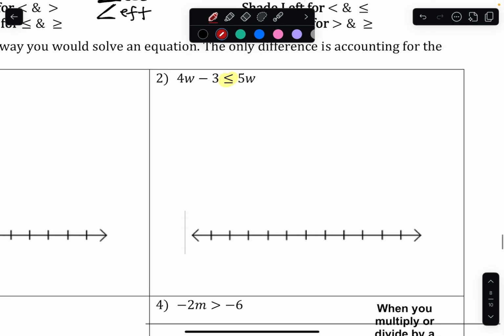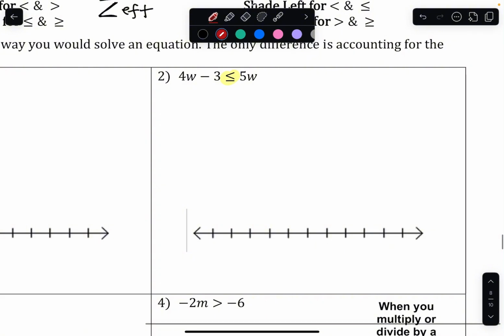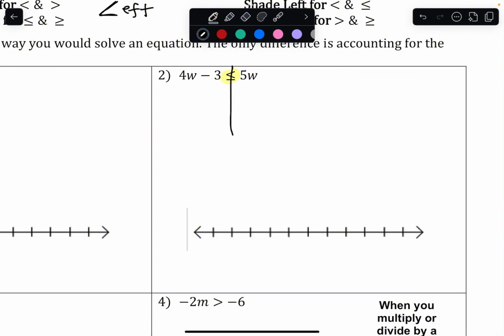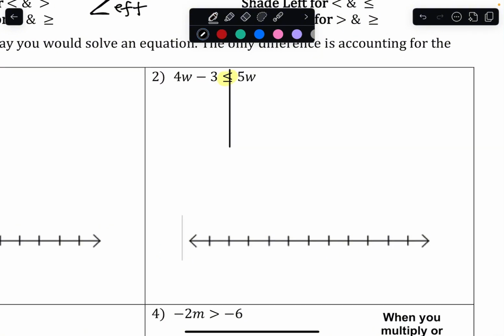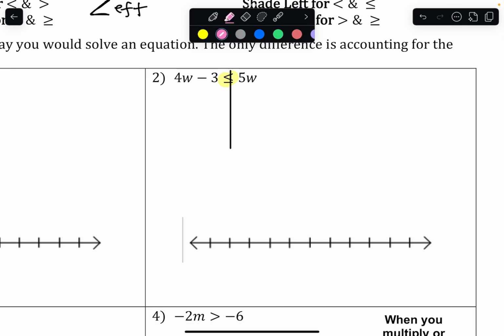Okay, next we're solving for w. So our first step is to get rid of all the w's on one of the sides. And so here, I like to keep my variable on the left, even if it results in nothing on the right. So if I subtract all of these w's, I'm left with 0. And then 4w minus 5w is negative 1w on the left.